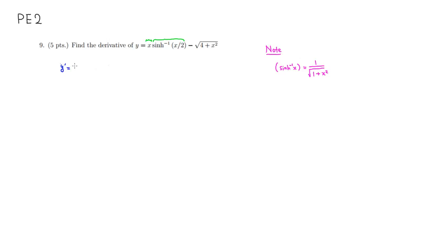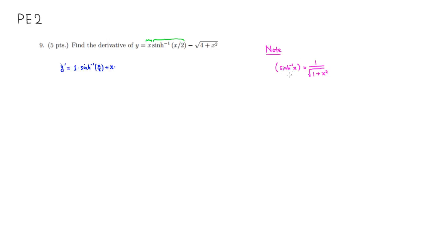The derivative of the first guy, x, is 1, times inverse hyperbolic sine of x over 2, plus, first guy is x, then we take the derivative of the inverse hyperbolic sine of x over 2.